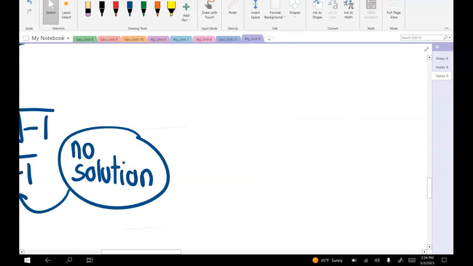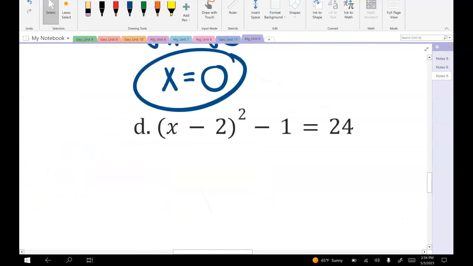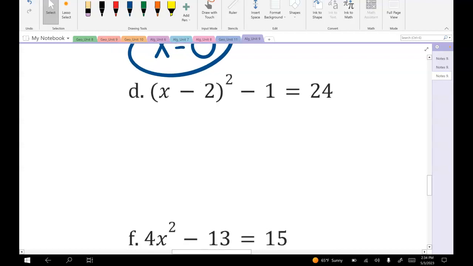All right. Keep moving along. If you have something that looks like this, never distribute and never try to expand. You always want to keep things as small as possible. I described it to my 6th hour as whatever is inside the parentheses here is locked in there until we take the square root. So we're not going to touch anything inside the parentheses until we take the square root of both sides.